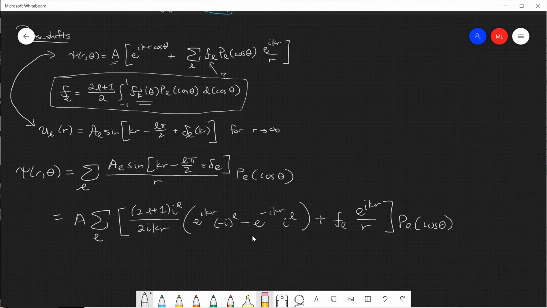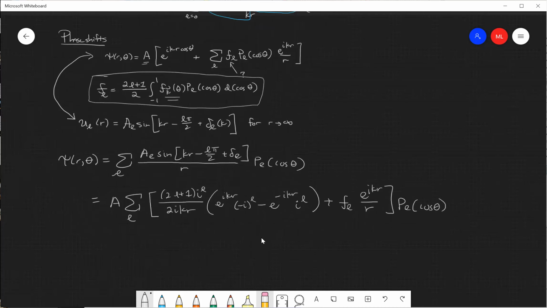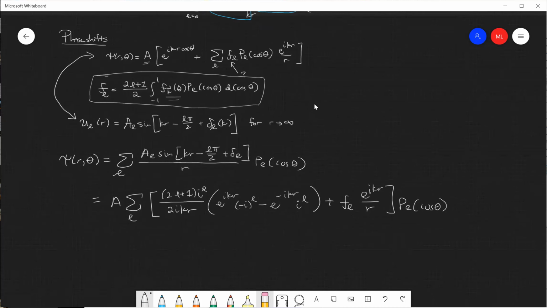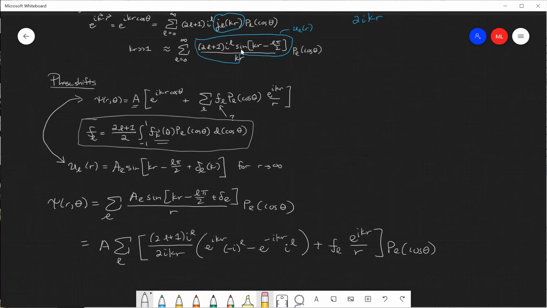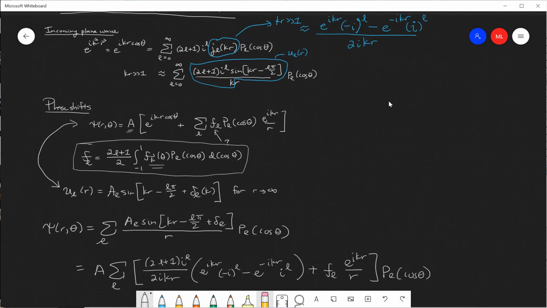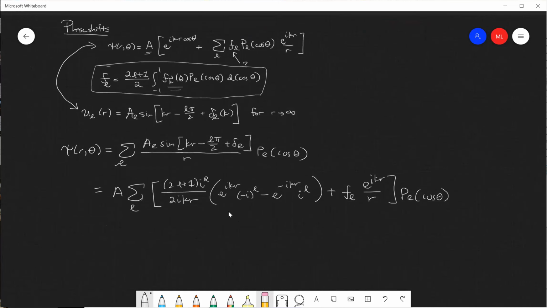Why did I do this? Because you see the incoming plane wave, it's not convenient to write it in terms of sine. It's convenient to write it in terms of the complex exponential, because the complex exponential will have an outgoing and incoming spherical wave. So an incoming plane wave is a delicate combination of incoming and outgoing spherical waves. And that's important because we have an outgoing spherical wave here.